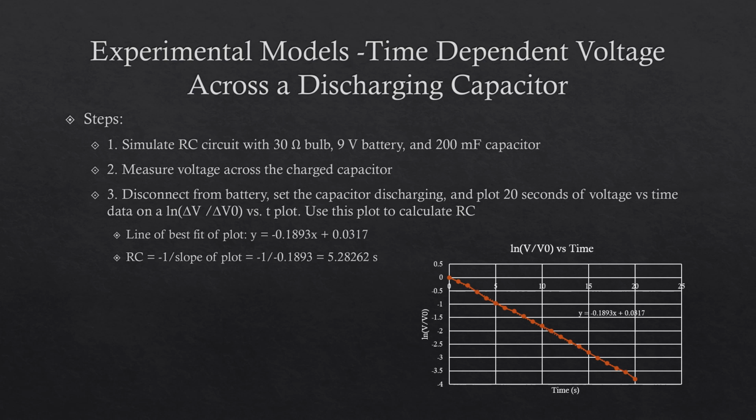RC circuit with a 30 ohm bulb, a 9 volt battery, and a 200 millifarad capacitor. I then measured voltage across the charged capacitor. I then disconnected it from the battery and set the capacitor discharging and plotted 20 seconds of voltage versus time data on a plot of the natural log of change in potential over original potential change versus time, which is shown in the bottom right corner of the slide.